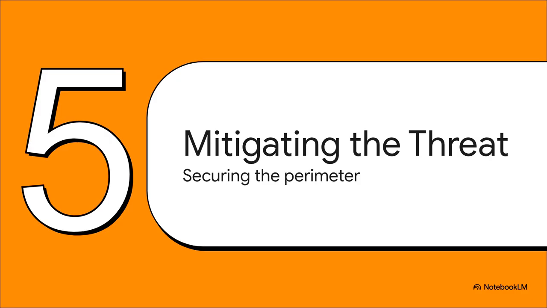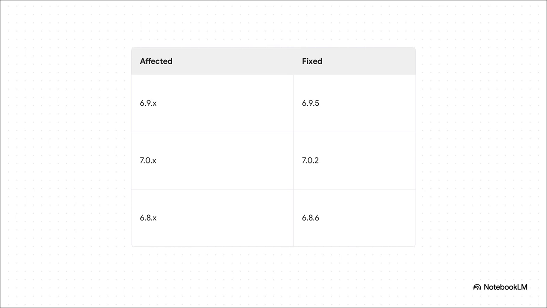So let's talk about how we fix this in Section 5, mitigating the core threat. It is time to secure the perimeter immediately. Here is your game plan for remediation. If you are running versions 6.9.0 through 6.9.4, you need to update to 6.9.5 right now. If you're on 7.0.0 or 7.0.1, you need to go to 7.0.2. And hey, even if you are on the older 6.8 branch, you still need to update to 6.8.6 to patch that SQL injection portion of the chain.